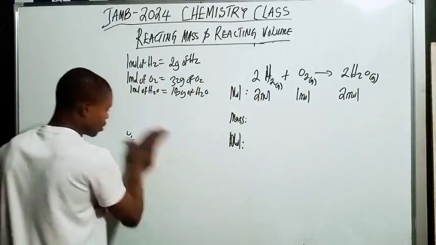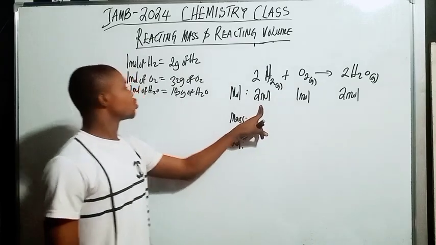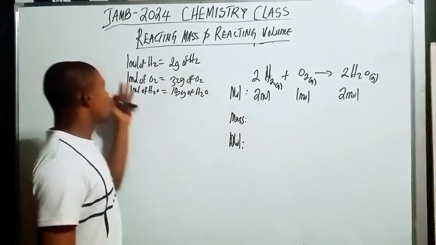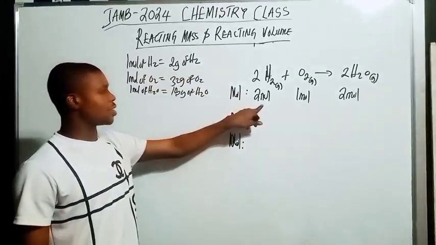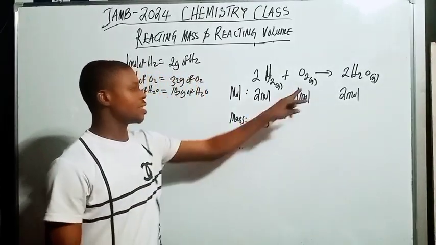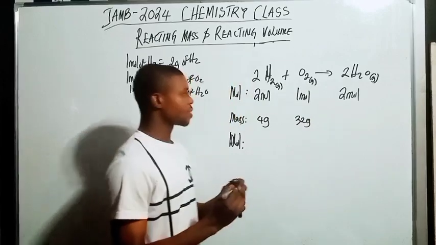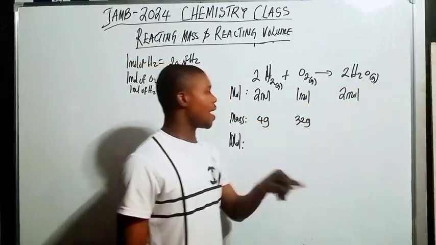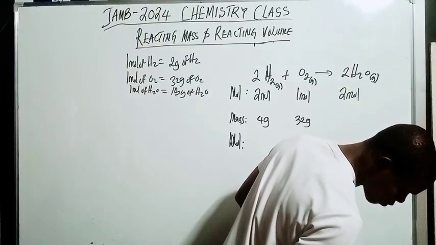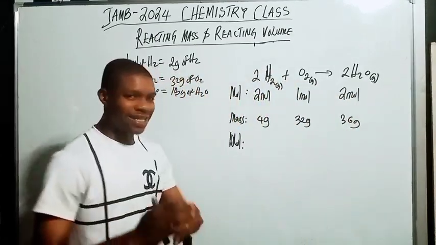So this is what we are going to make use of here. How many moles of hydrogen do you have here? Here we have 2. So to get the mass, that would be 2 times 2, because for every 1 mole of H2, I have 2 grams. So it will be 2 times 2, which is 4 gram, right? Oxygen, here is only 1 mole. So 1 times 32 is 32 gram. Do you understand? Therefore, for water, how many do you have here? 2. So 2 times 18 is 36 gram. Do you understand? As easy as that.